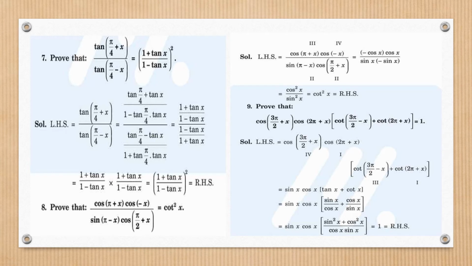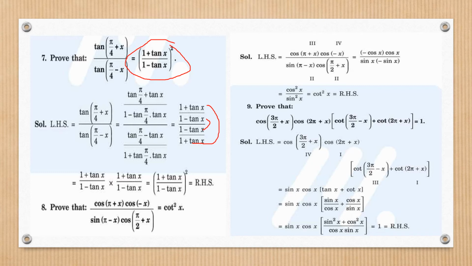Number 7 is tan pi by 4 plus x upon tan pi by 4 minus x, equal to, you have to prove it equal to this term. So for tan pi by 4 plus x, use the formula of tan A plus B, that is tan A plus tan B upon 1 minus tan A tan B, and tan A minus tan B upon 1 plus tan A tan B. Tan pi by 4 is 1, so it changes to 1 plus tan x upon 1 minus tan x, upon 1 minus tan x upon 1 plus tan x. Now take it to the numerator, these both will come together and we'll get it as 1 plus tan x upon 1 minus tan x whole square.